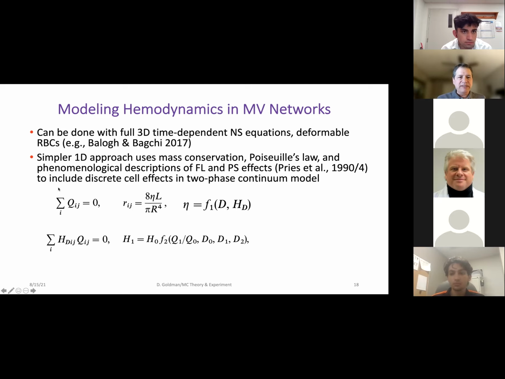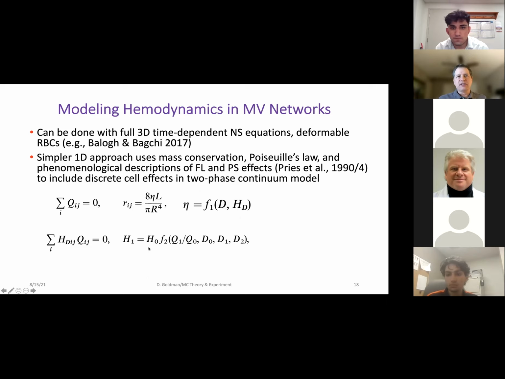Basically, flow conservation at any bifurcation: whatever flows in has to flow out. That's for total volume. And then this is red cell volume. Whatever red cells flow into a bifurcation have to flow out. This is Poiseuille's resistance. And then this is the viscosity law, the Fahraeus-Lindqvist effect, where eta is viscosity. So viscosity depends on vessel diameter and the hematocrit there. Okay, so variable viscosity.